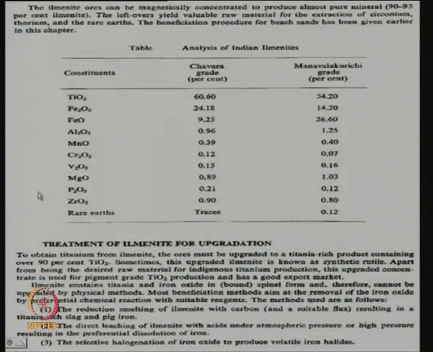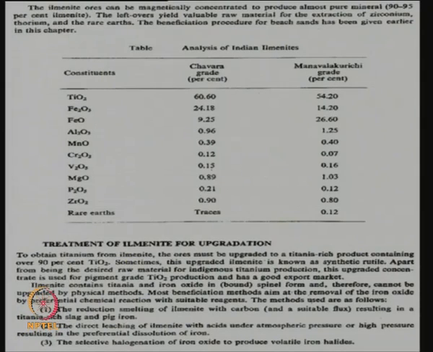Now, as I said here, the ilmenite ores can be magnetically concentrated to produce almost pure mineral, 90 to 95% ilmenite. The leftovers yield valuable raw materials. Always ilmenite is associated with lots of other valuable minerals, and the extraction of zirconium, thorium, rare earths, etc., will all come from the rest of it. And so, the beneficiation procedure for beach sands we have discussed several times. I have a mention of processing of beach sands, which give us ilmenite, monazite, garnet, then other rare earths, etc.